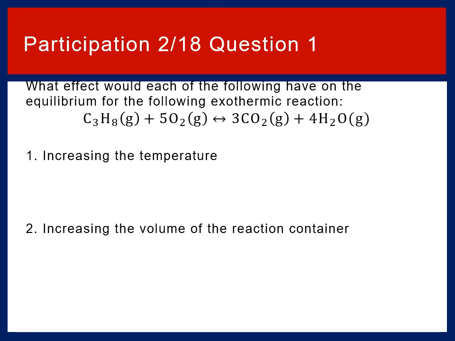Again, what effect would the following have on the equilibrium for this exothermic reaction? C3H8 gas plus 5O2 gas gives you 3CO2 gas and 4H2O gas. What would increasing the temperature do, and what would increasing the volume of the reaction container do?